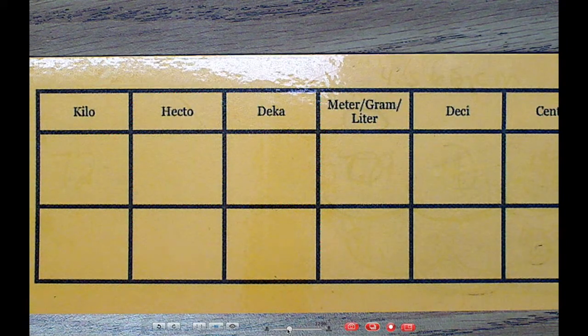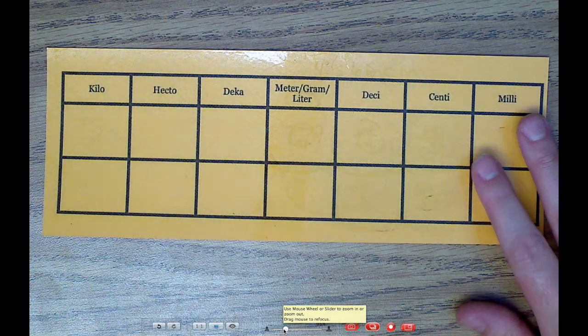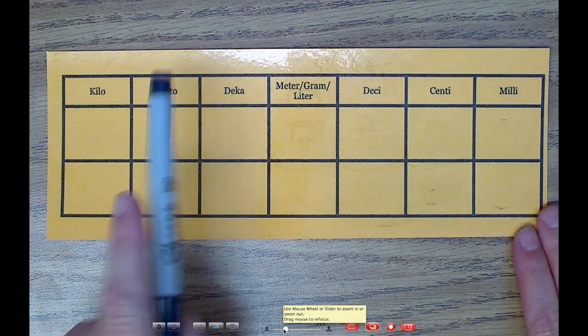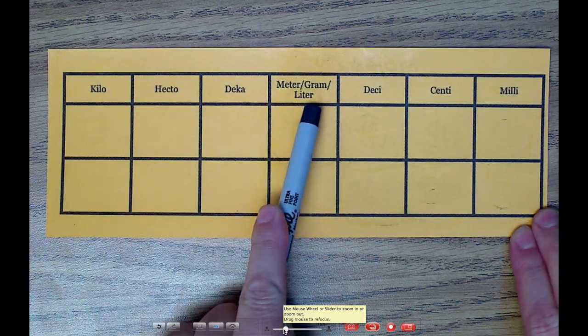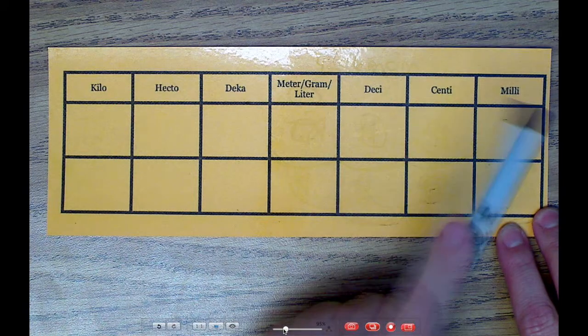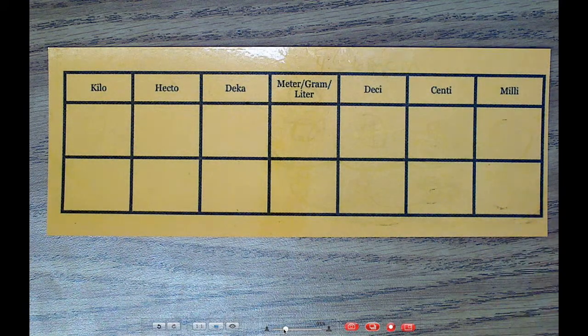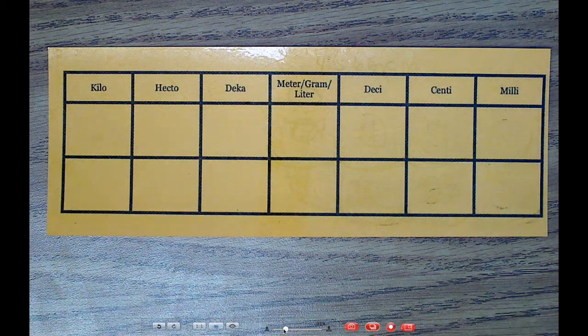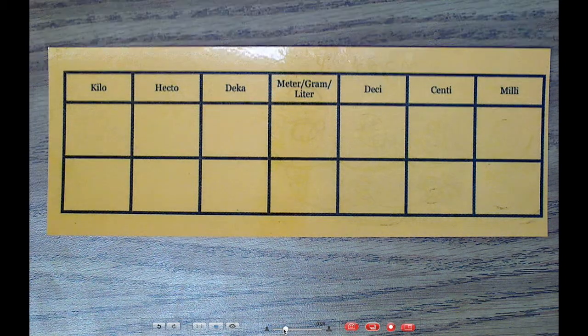Okay, look at the next page, guys. Remember our little code? It's King Henry doesn't usually, which is the unit, drink chocolate milk. Or you can do it the morbid way that I learned. King Henry died by drinking chocolate milk. So we know how to do A. How are you going to do A? Just tell me how you're going to do A.